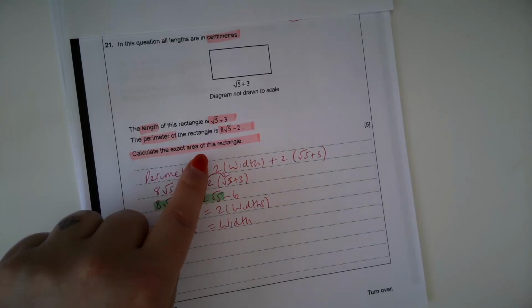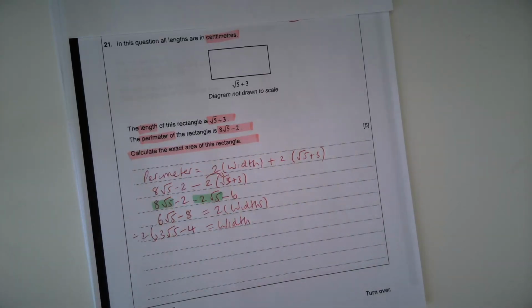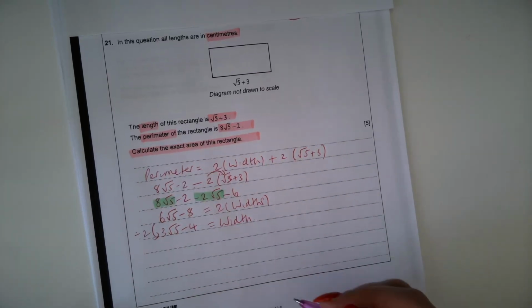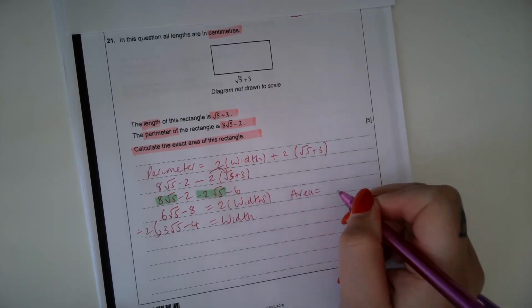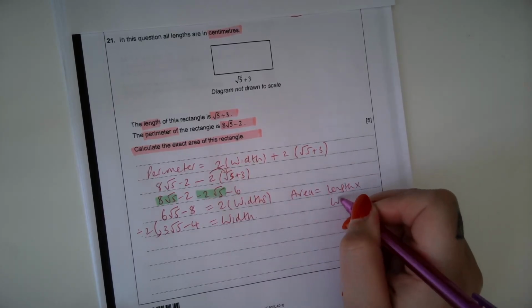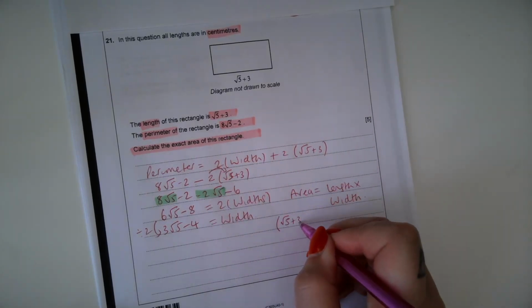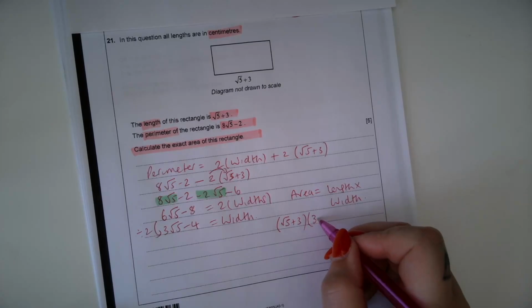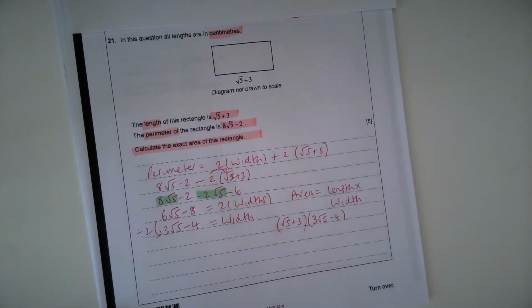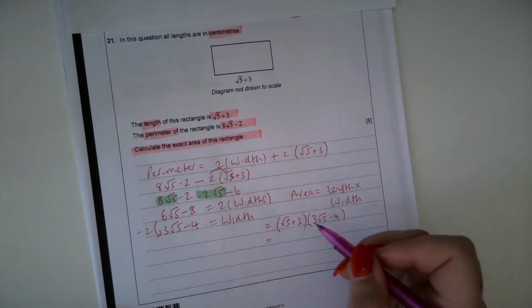So now we can calculate the exact area by doing the length times the width. So area equals length times width. Our length is root 5 plus 3. Our width is 3 root 5, subtract 4. And we're going to expand these brackets.